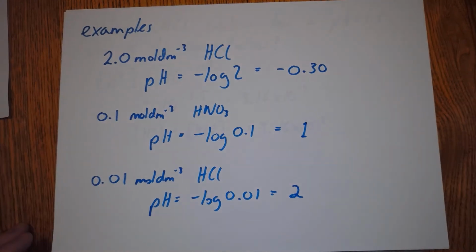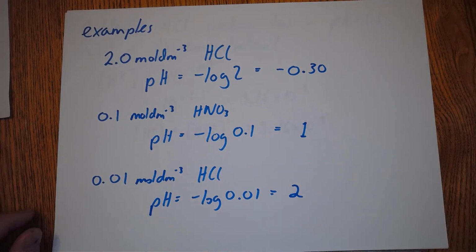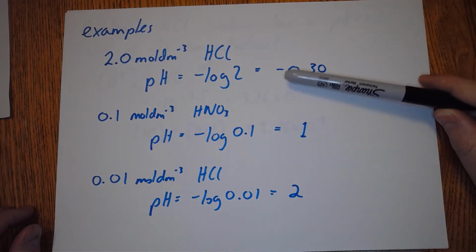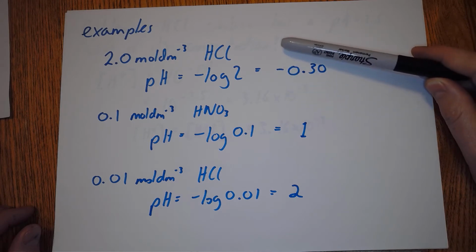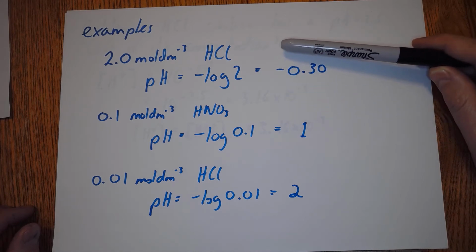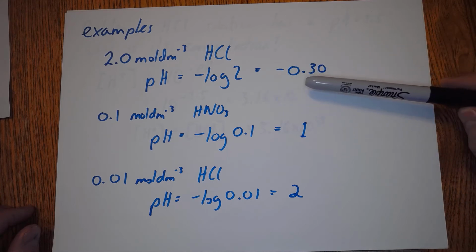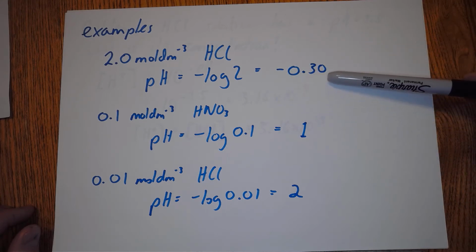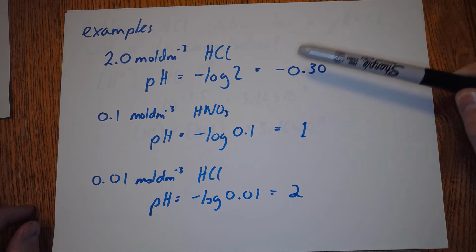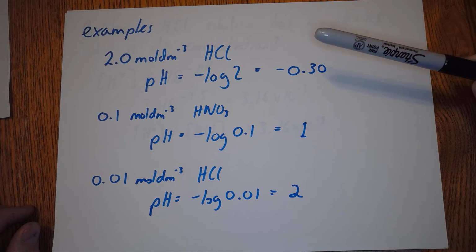So here's a few examples. If you had 2 moles per dm cubed of HCl, it's going to use that 2, because if that's the concentration of HCl, it must also be the concentration of H+. So minus log 2 equals minus 0.30. Oh, that's something we weren't expecting. Got a minus pH. That is possible. Not even a particularly strong acid, 2 moles per dm cubed.